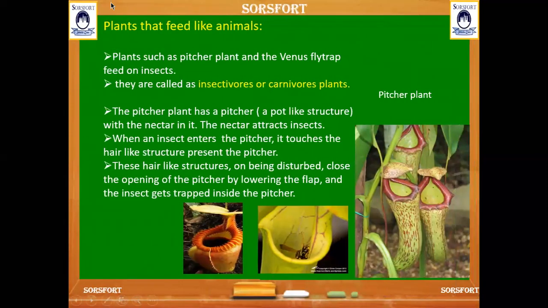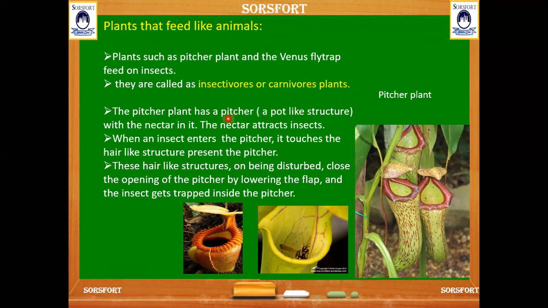And here we can see plants that feed on animals, which trap insects as their food. Here you can see the pitcher plant. Here are examples of these three pitcher plants. Plants such as pitcher plants and Venus flytrap feed on insects. They are also called insectivores, or carnivorous plants, which eat insects. The plants which eat insects are called insectivorous plants.